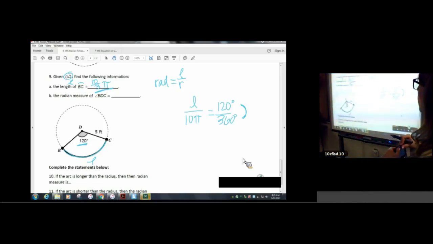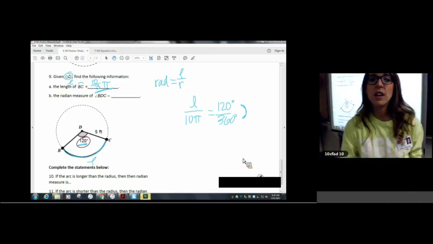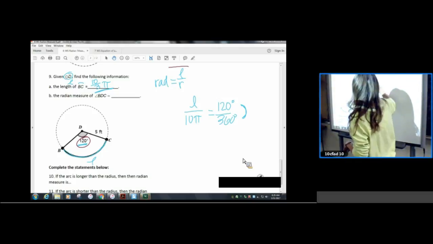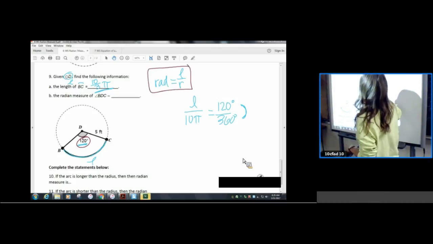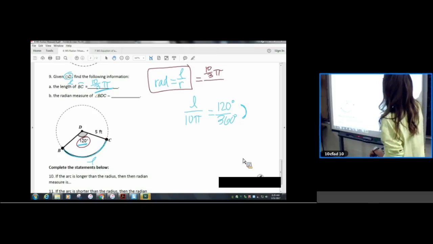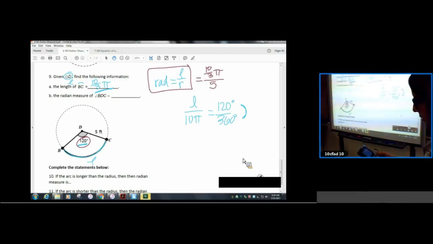The radian measure of BDC. So to get the radian measure, you can convert degrees to radians if you want, but I'm going to use this proportion right here. The radian measure equals the arc length, which we just found, over the radius. The radius is 5. So we'll do 10/3 divided by 5. Math, enter, enter.